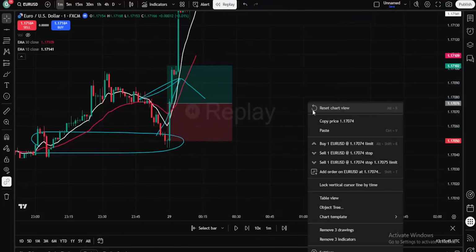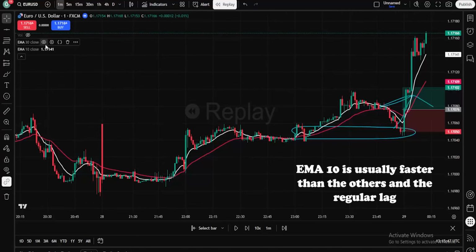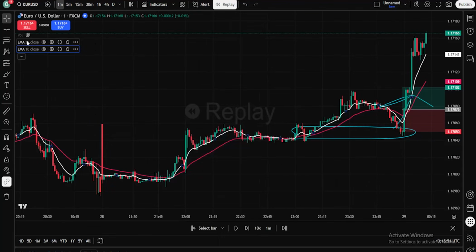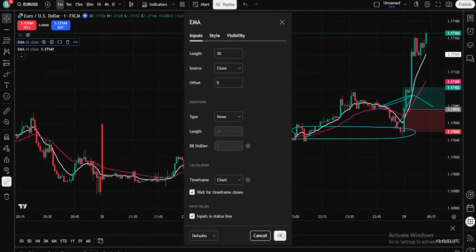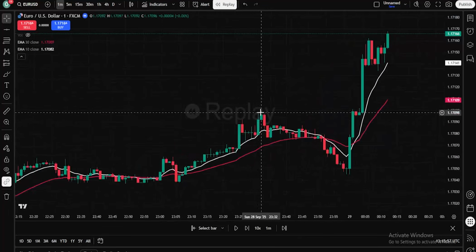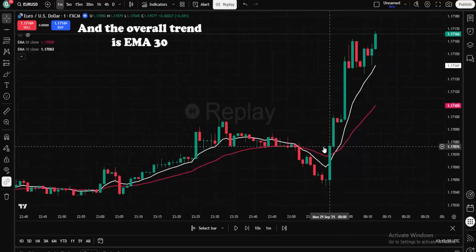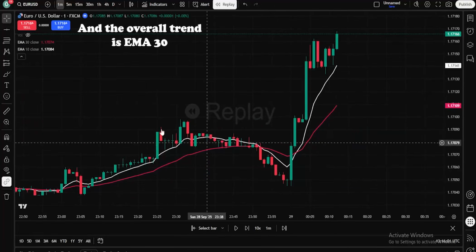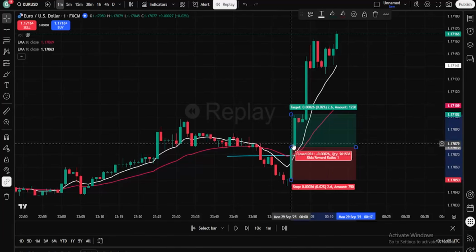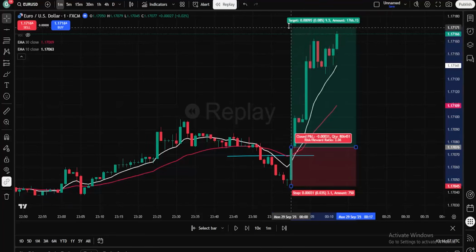Now, why do we choose two EMAs? EMA 10 acts like a fast radar. It shows the first small changes in price direction. EMA 30 acts like a powerful filter. It tells you whether the main trend is still bullish or bearish. When you put these two together, you essentially create a filter plus signal system.